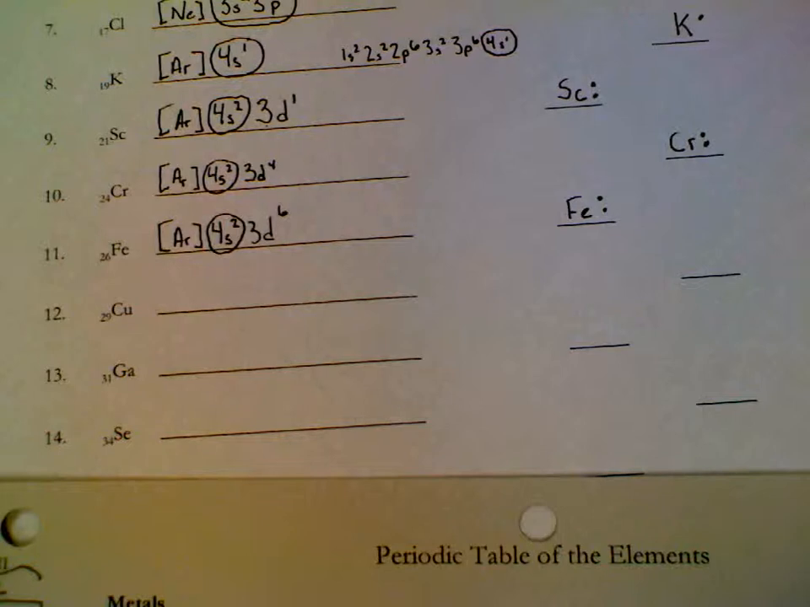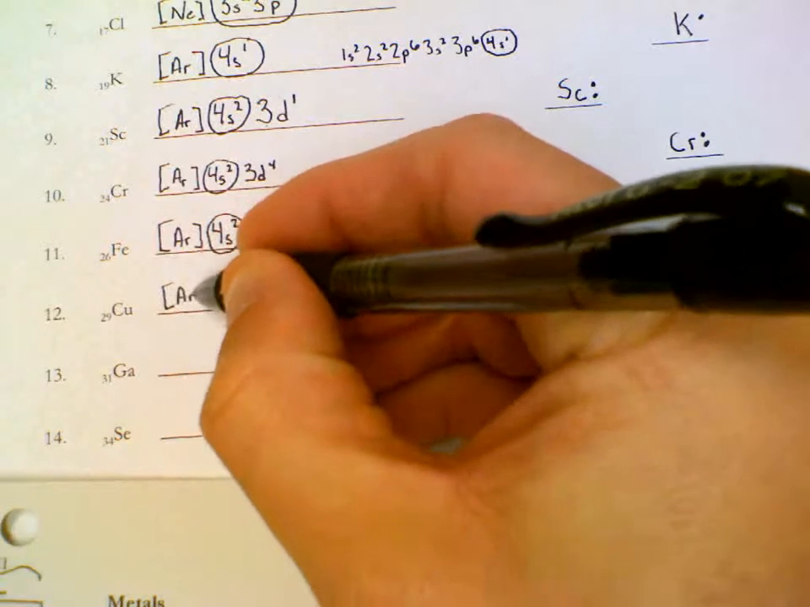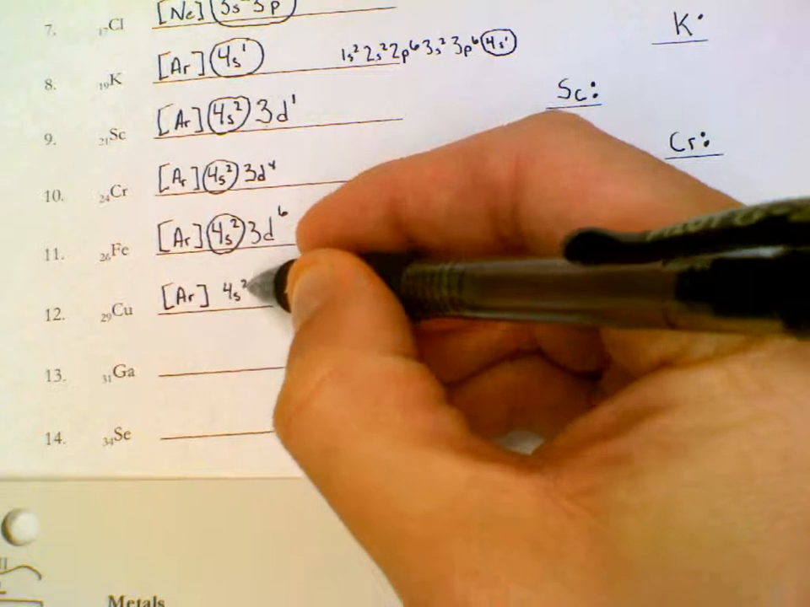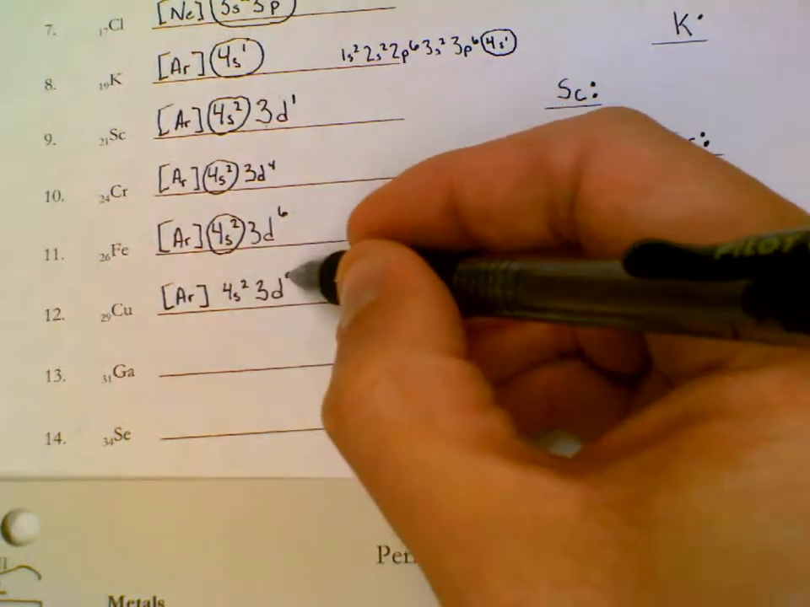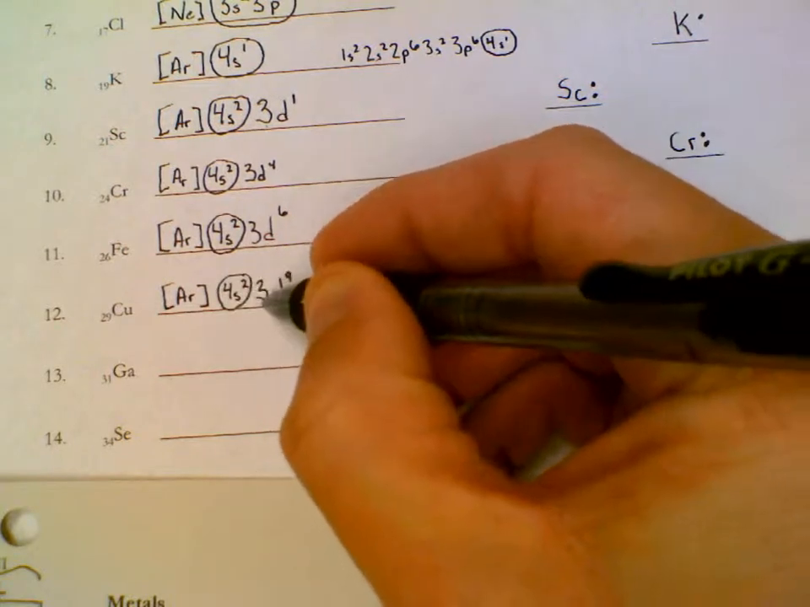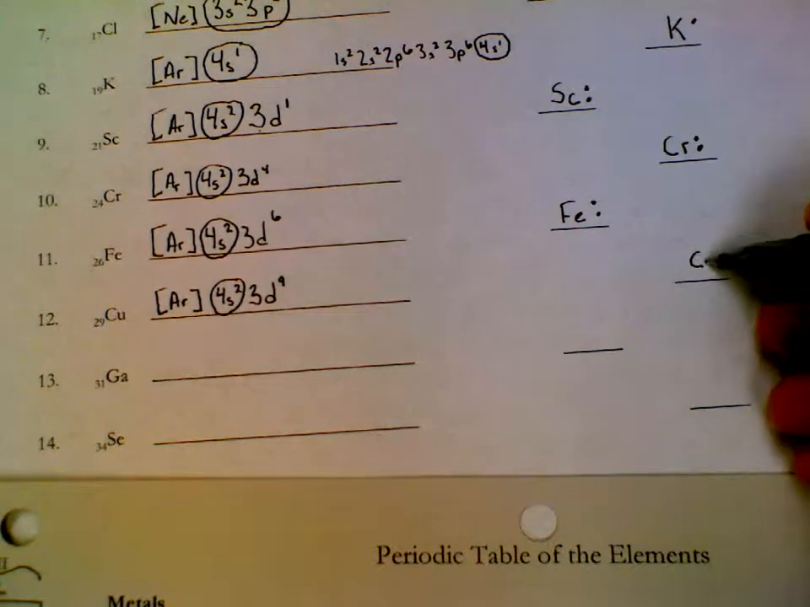Moving forward to copper. Copper, if we go up a row to the right, we would choose argon, followed by 4s2, 3d, copper is in 9. Circle the 4 because the 4 is bigger than 3. Dot diagram would be a Cu, 2 dots on the right.